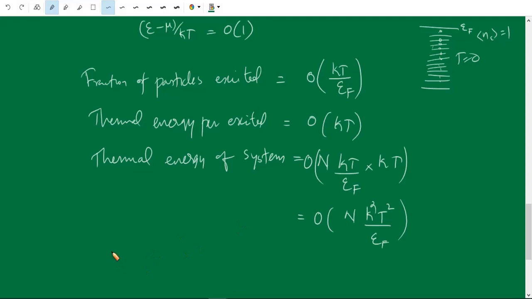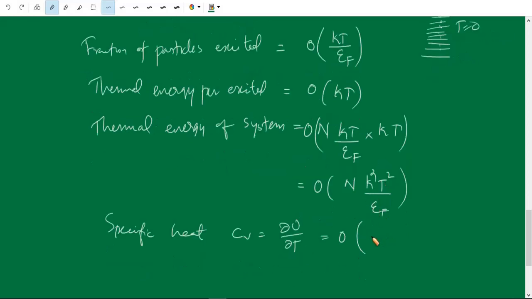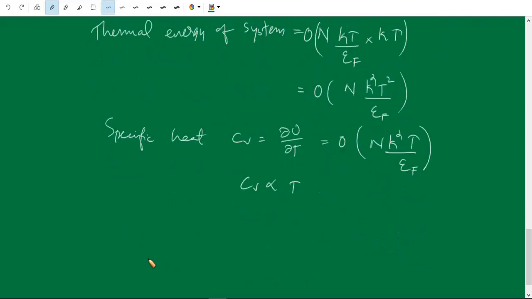Therefore the specific heat CV is proportional to temperature. At low temperature the specific heat is directly proportional to the temperature. Now let us see the thermodynamic behavior of the system at low temperature.